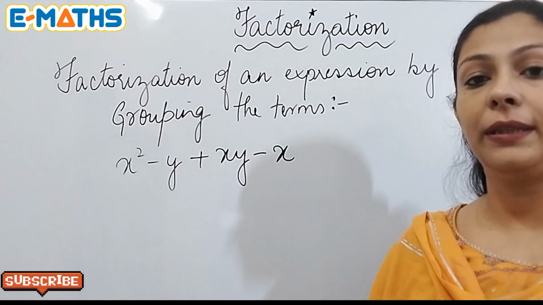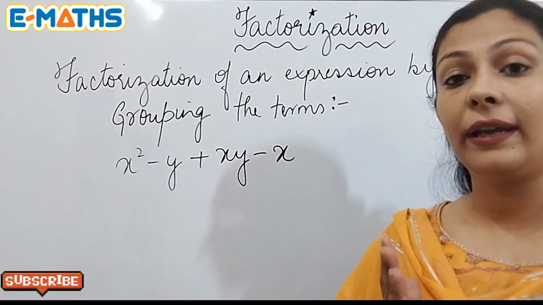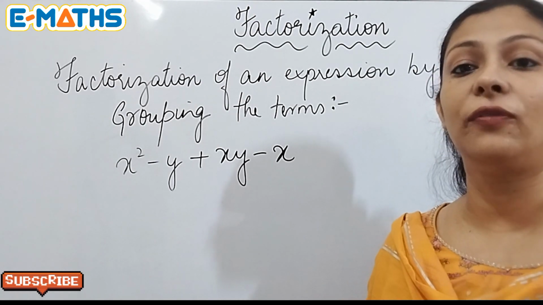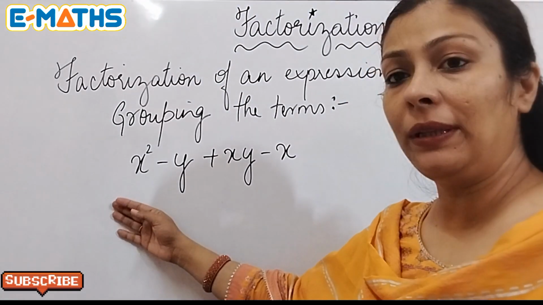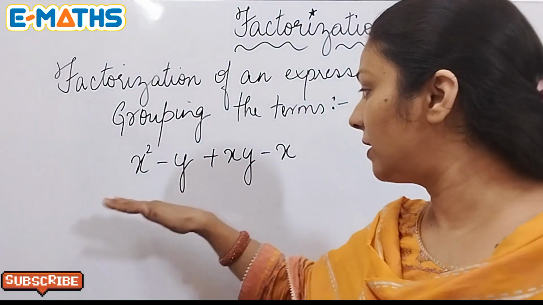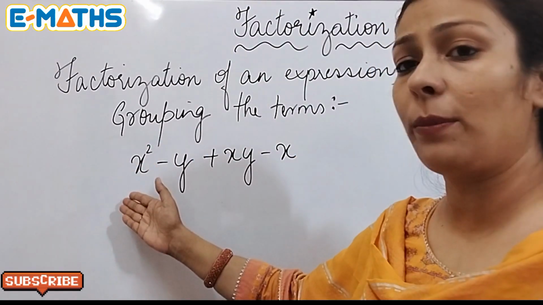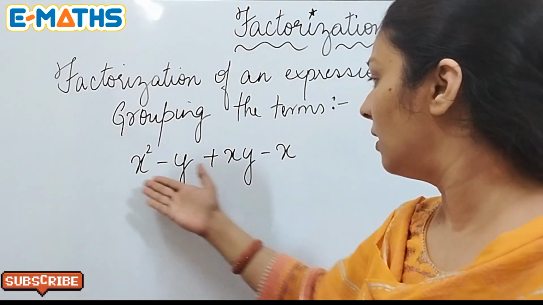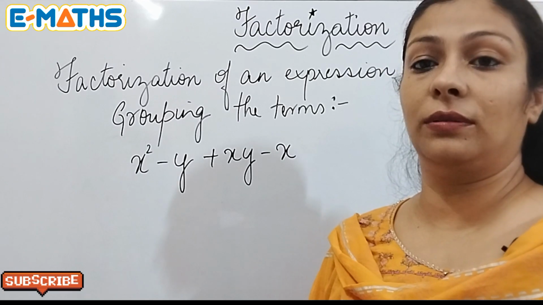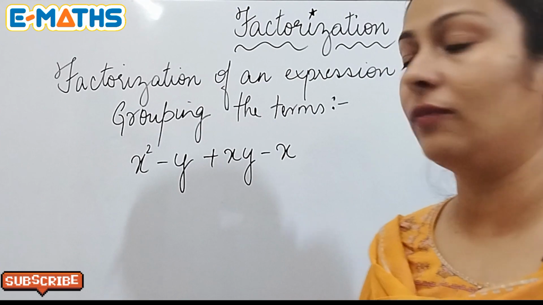Now the next method of factorization is by grouping the terms. Again look at the question and decide which method is suitable for it. The polynomial that I have taken is x square minus y plus xy minus x. If you see this polynomial, we cannot take out a highest common factor from all these terms because all these terms are different. So in such a case we need to make groups of the terms, and then we can take out common and move ahead for the solution.